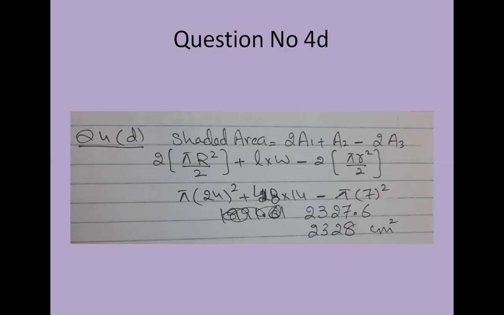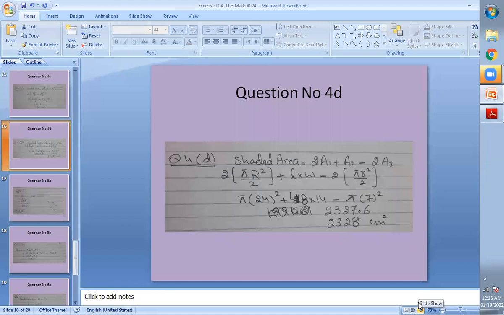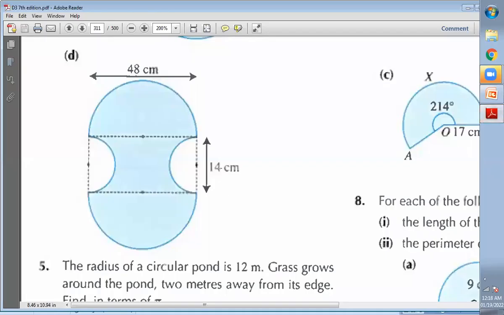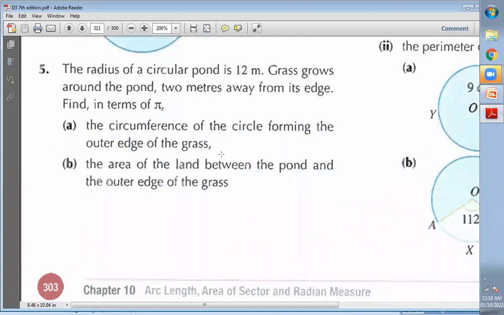So 2 into pi r squared divided by 2, plus length into width, minus 2 times pi r squared divided by 2. So in your calculator, the 2 and 2 will be cancelled, and you will write pi multiply 24 square plus 48 multiply 14 minus pi multiply 7 square, and that will give you 2327.6. And so it's 2328 centimeters square. So this is how you do question number 4, its D part. We are done with question number 4 and its D parts. Let's move to the next part.